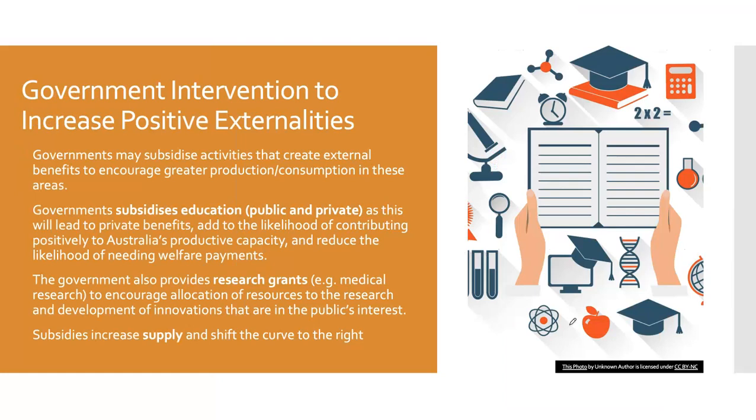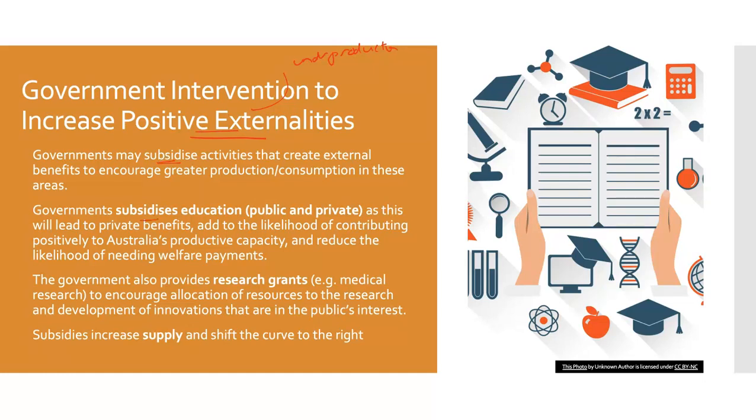Now, the government wants to increase these positive externalities. And if we think about it, positive externalities means there will be underproduction. We're not doing these enough. So governments need to intervene to promote these activities. So governments might subsidise these activities to create external benefits.